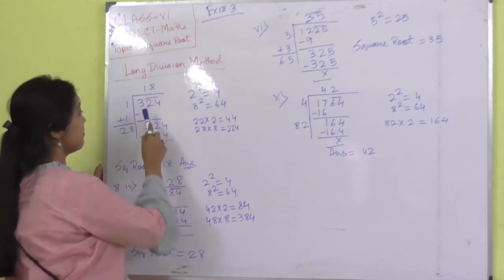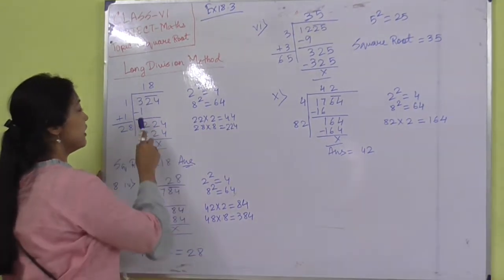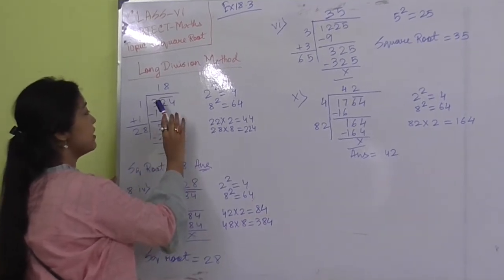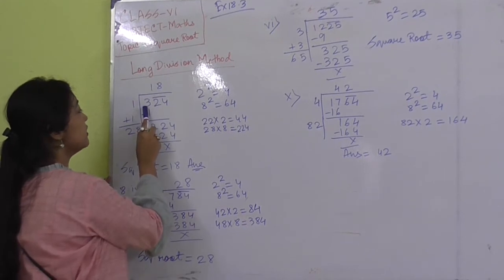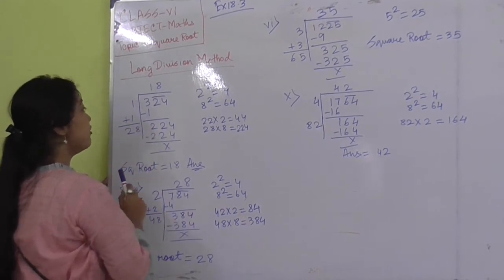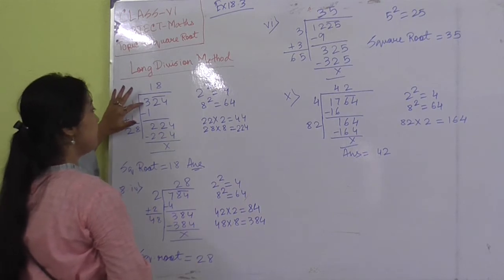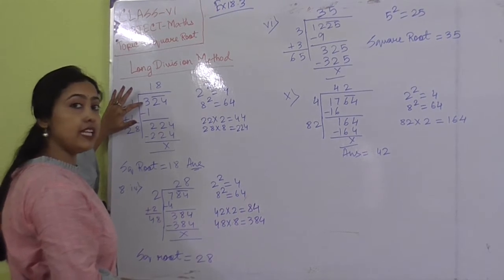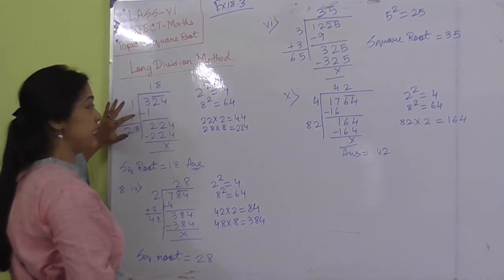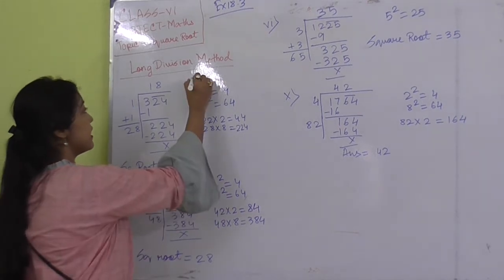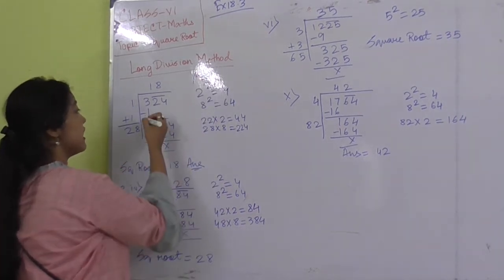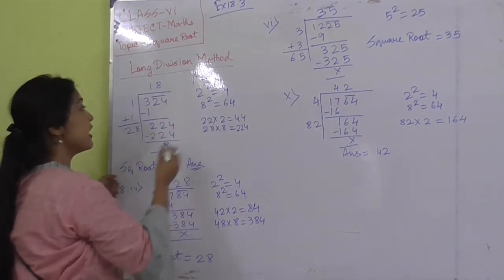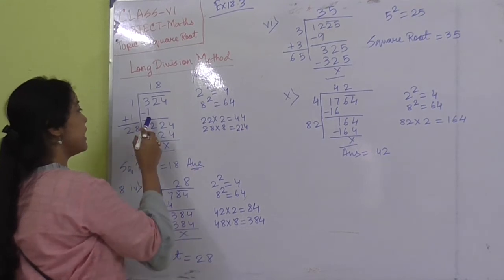So, one number is given as 324. Since it is a 3-digit number, first of all we have to keep the 2 digits from the right-hand side aside. First we have to consider the first number, which is 3. In this case, we have to take the square of a number which will be less than 3. 1 square is 1, which is less than 3, because 2 square is 4, which is greater than 3. So, we can't take 2 square, 4. We have to take 1 square, which is 1.